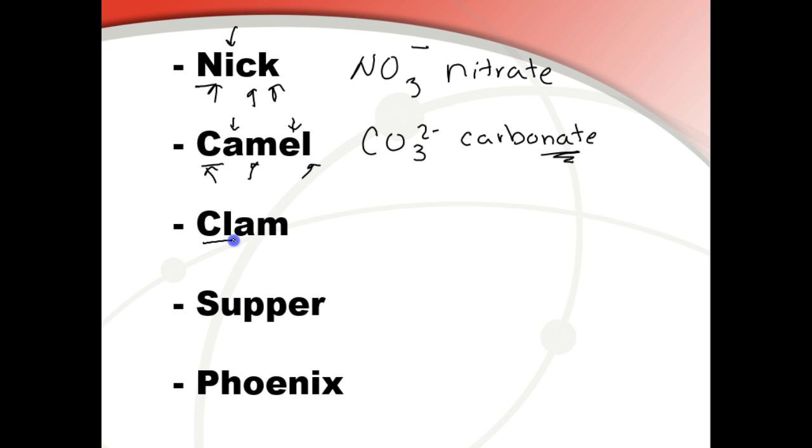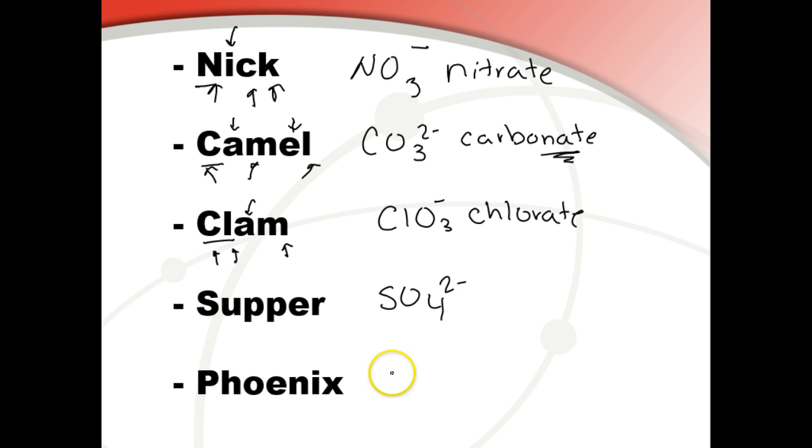Clam is chlorine, it actually stands for all of the halogens, bromine and iodine as well. We've got 1, 2, 3 consonants, ClO3, 1 vowel, and that's minus, and so that's chlorate. You can follow this and do sulfate and phosphate. Now that's great. That tells us a number of them, but it doesn't tell us all of them. So what else can we do?